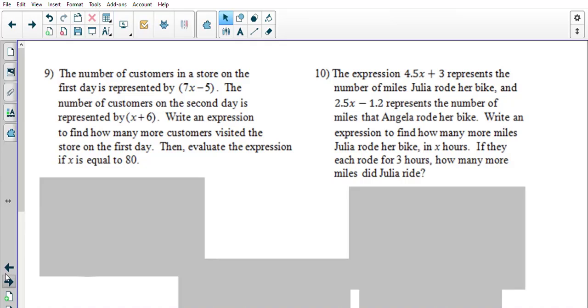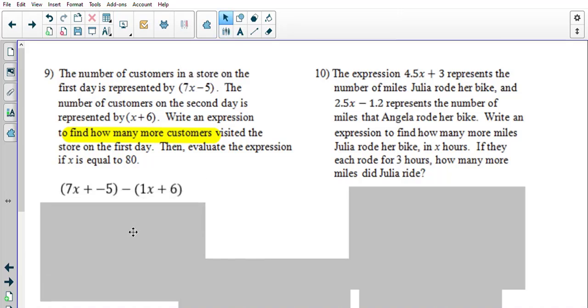So whenever we have an example where we're trying to figure out how much bigger something is than something else, or how many more customers visited the store, that means we're going to subtract. So I'm going to take the number of visitors in the store on the first day, 7x minus 5, which I wrote as 7x plus negative 5. And I'm going to subtract off the x plus 6, which I wrote as 1x plus 6. So step 1 is done as I write the problem. That saves me an additional step.